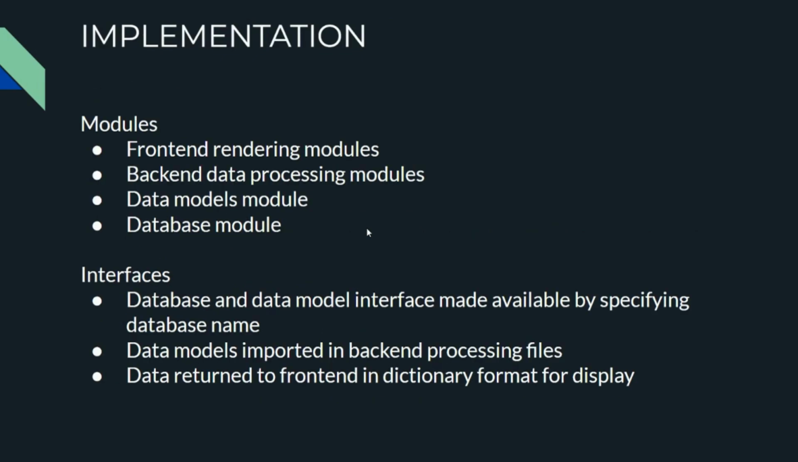So coming to implementation part, the main modules are the front-end rendering module, back-end processing modules, data models, and database module. So all those four modules are interfaced by three interfaces. The database and data model interface made available by specifying database name, and the data models imported in backend processing files. This is the interaction, and the last one is data returned to front end in dictionary format for display. So any processed data is given to front end for the display.